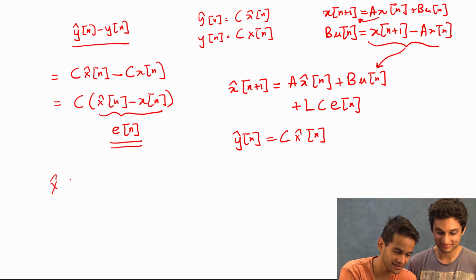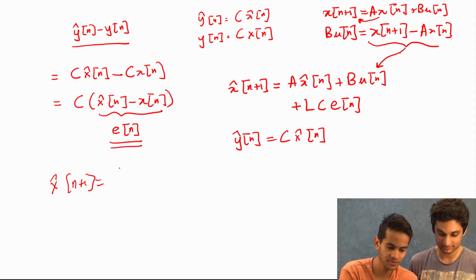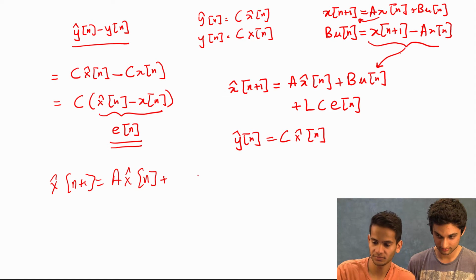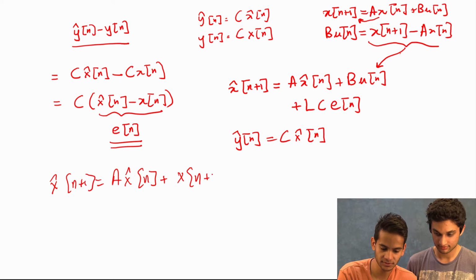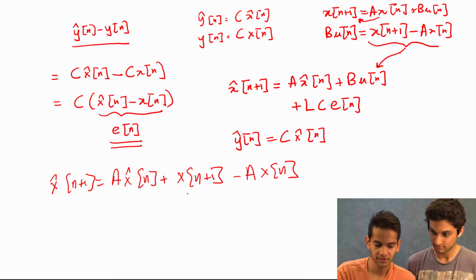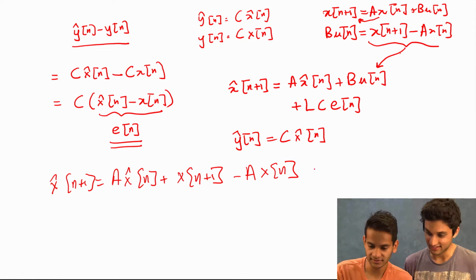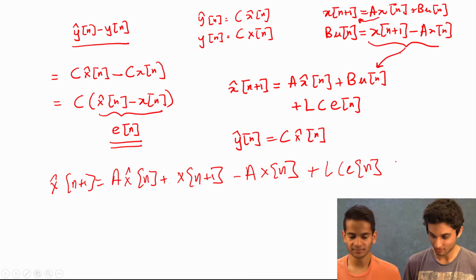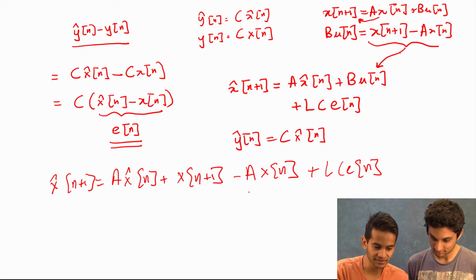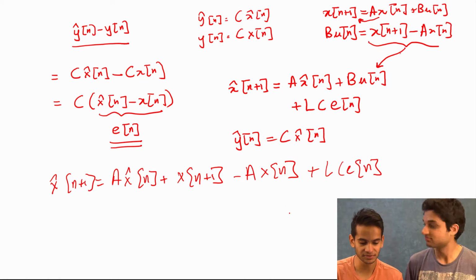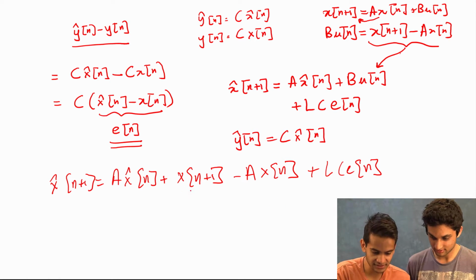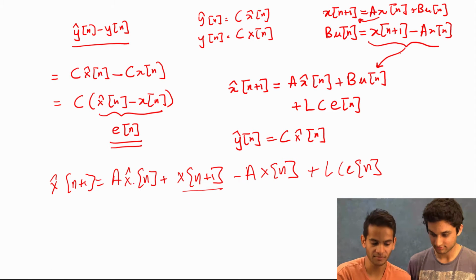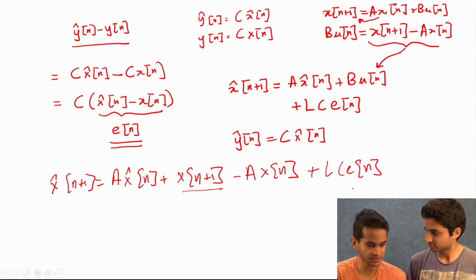So you have x hat of n plus 1 equals A x hat of n plus, putting that in, you have x of n plus 1 minus A x of n, right? There's also this term? Oh, right, that was my bad. LC e of n, you're right. So basically we can push this into a bunch of error terms. If I move this x of n to this side and combine terms here, I should have a bunch of error terms left over.